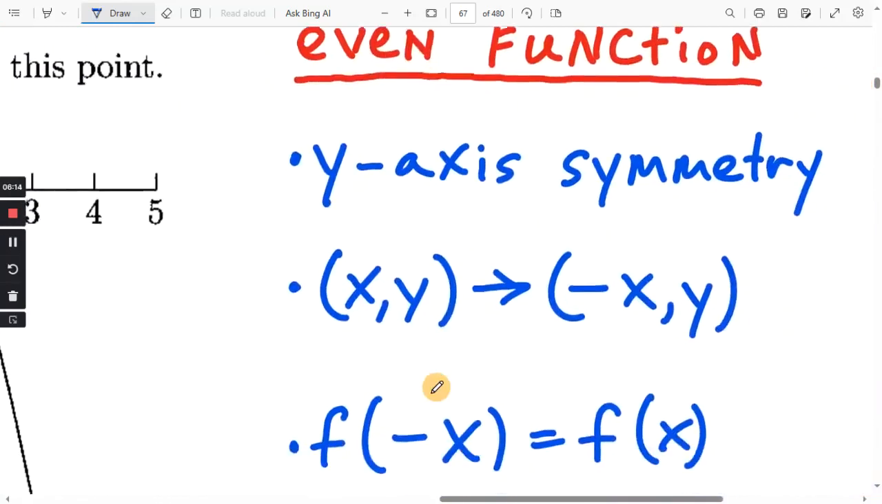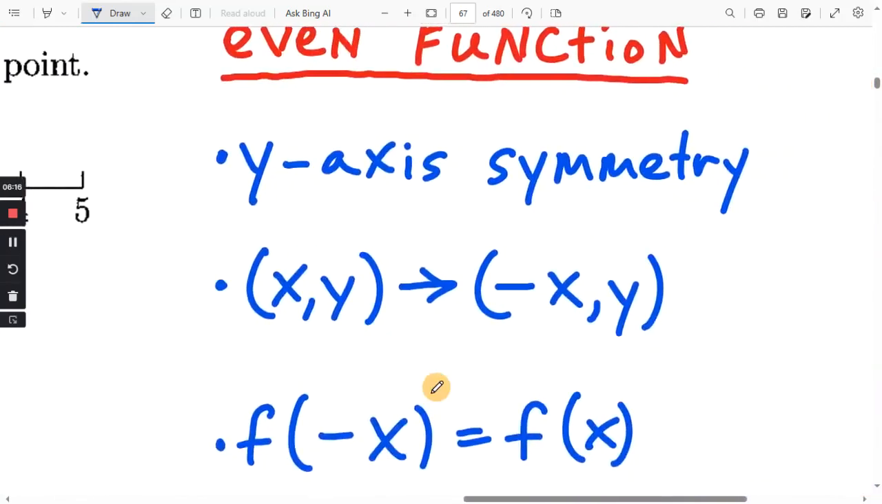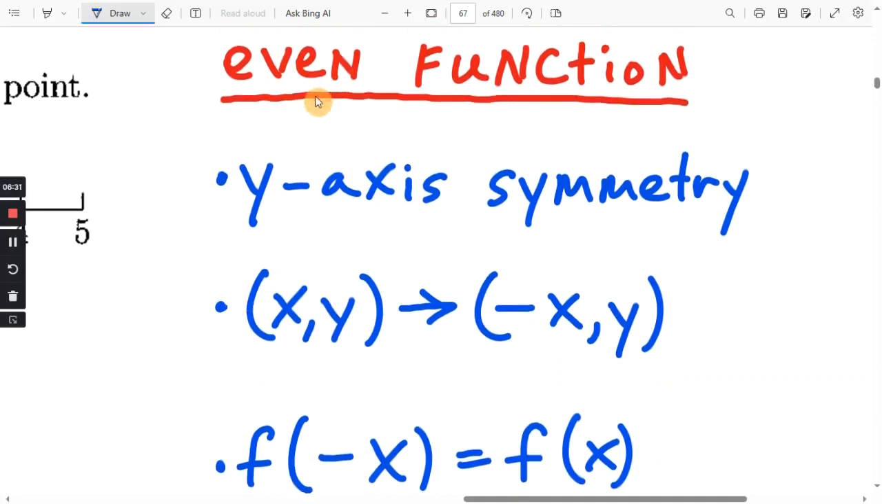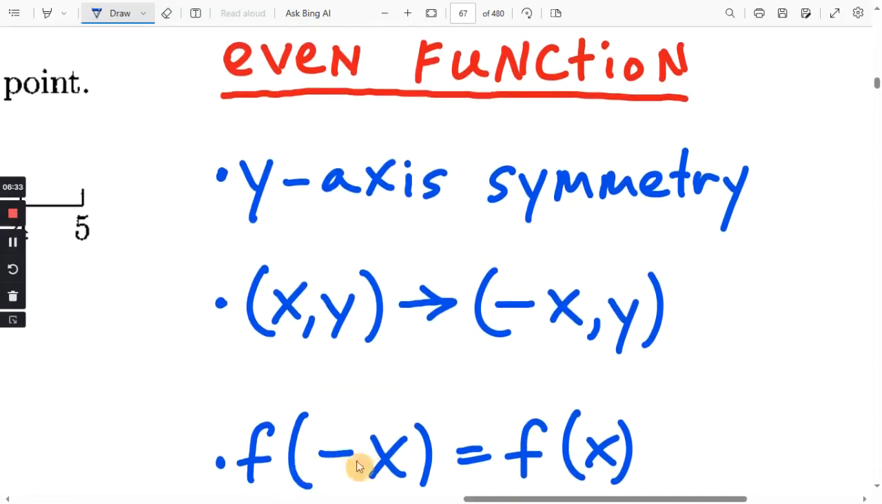Finally, if you have the actual equation, what you want to do is plug in negative x in place of x. And if you get the same equation as the original, that's how you know it is an even function. We're going to do a few problems in a minute, but this is the main characteristic to prove it's an even function if you have the equation.